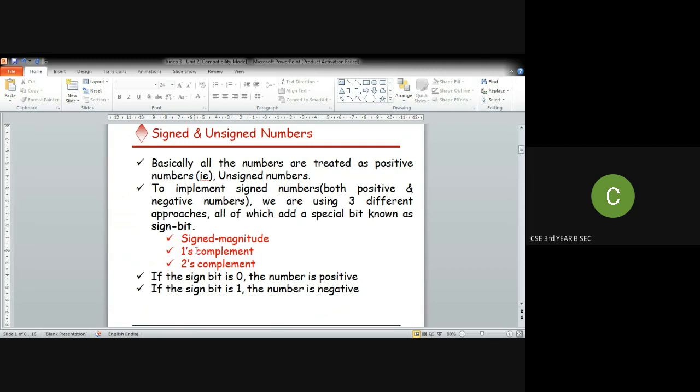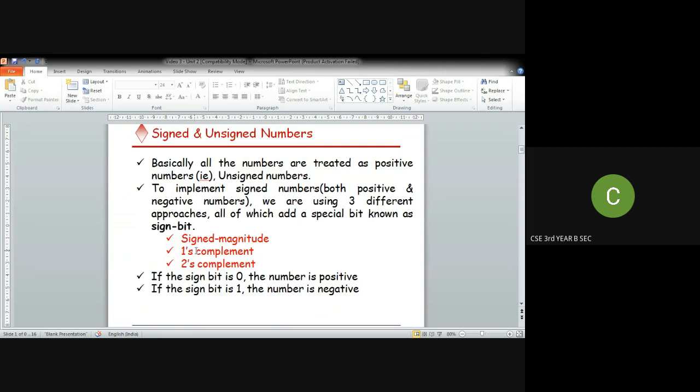In signed numbers, we can represent both positive numbers and negative numbers. Basically, a processor can handle only binary numbers. So all the operations should be carried out only on binary numbers, zeros and ones. So how are we going to represent a signed number? What are the ways to represent a positive number and a negative number? How can the computer identify whether the given binary number is positive or negative? All these things we are going to discuss now.